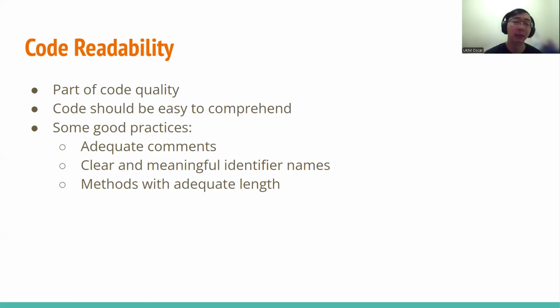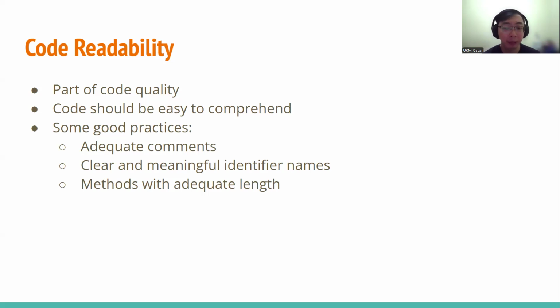The next one that can be helpful is clear and meaningful identifier names. Identifier means variable names, class names, function names. It needs to be clear and declarative. The name should not be too long. It should be clear, but not long. So it should be short, concise, but declarative.